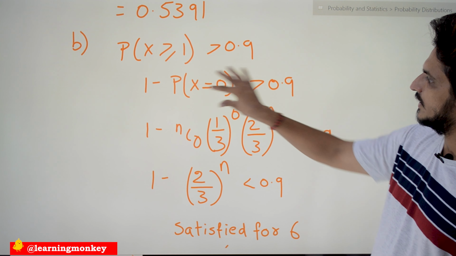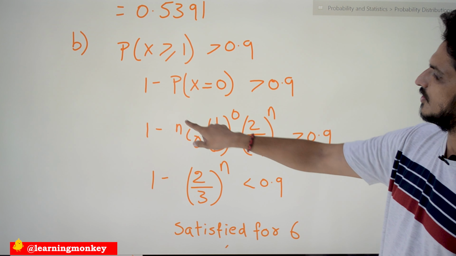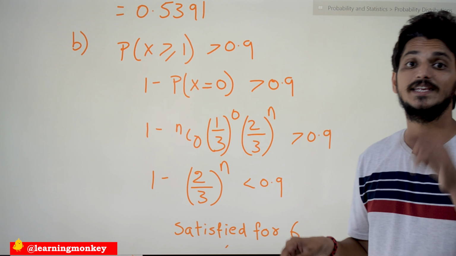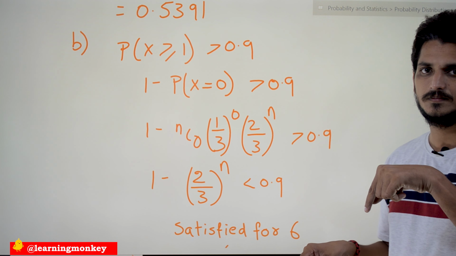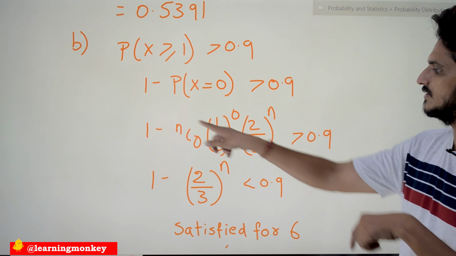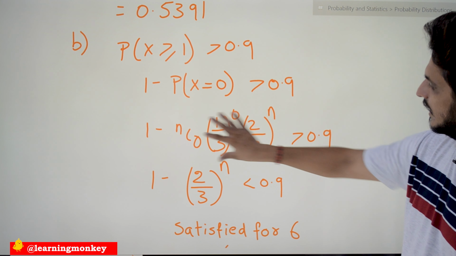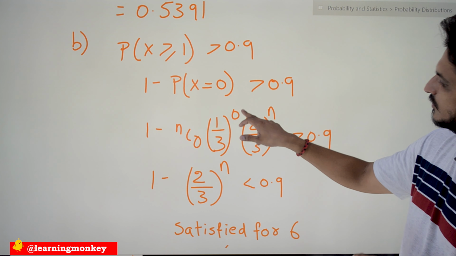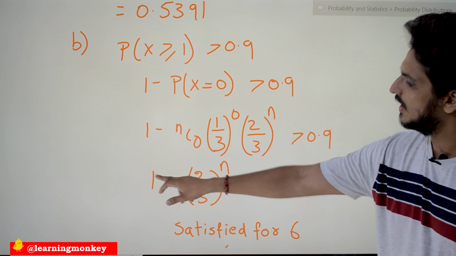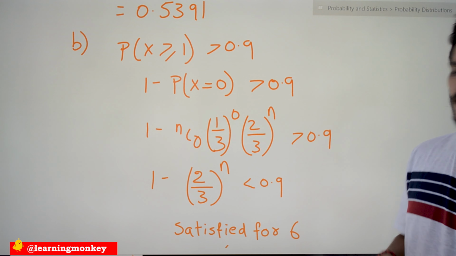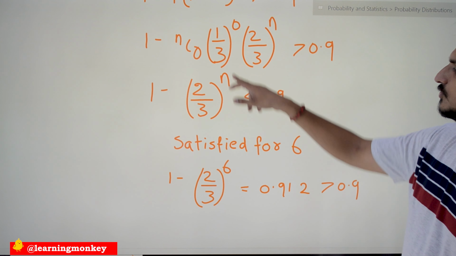1 minus, probability of x equal to 0 is nC0, 1 by 3 power 0, 2 by 3 power n. We need to find the n value. nC0 means 1. So 1 minus, if you substitute 1 by 3 power 0 means 1, nC0 means 1, 1 minus 2 by 3 power n greater than 0.9. For which n value is it going to satisfy?